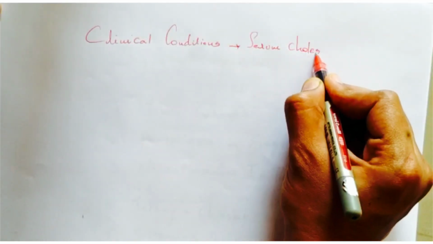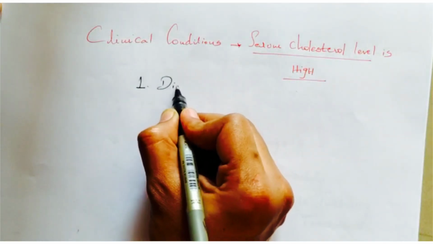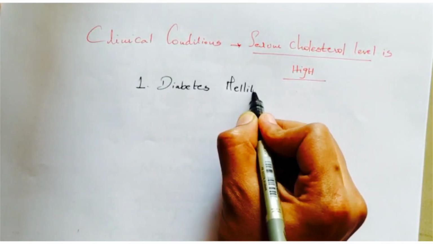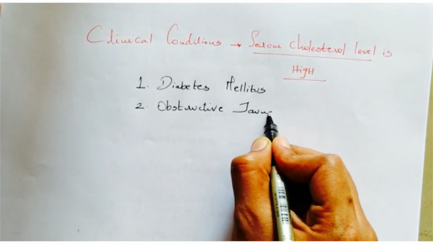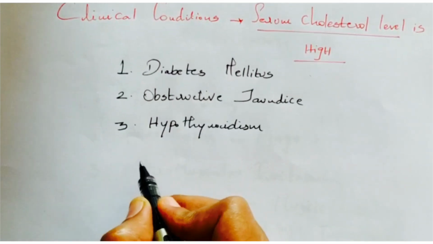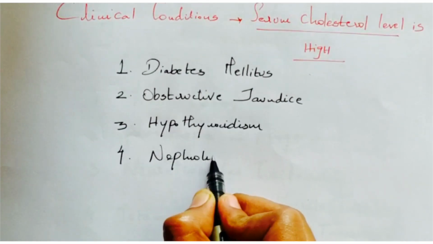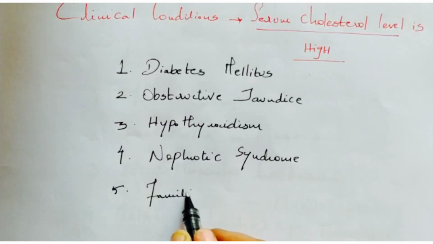Clinical conditions in which the serum cholesterol level is high are diabetes mellitus, obstructive jaundice, hypothyroidism, nephrotic syndrome, familial hyperlipoproteinemias.